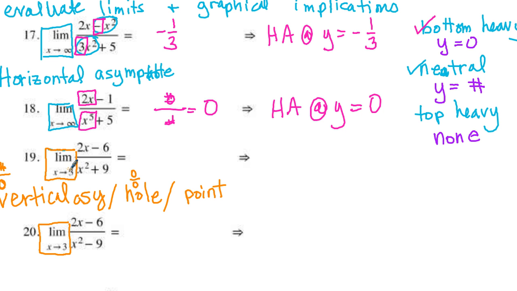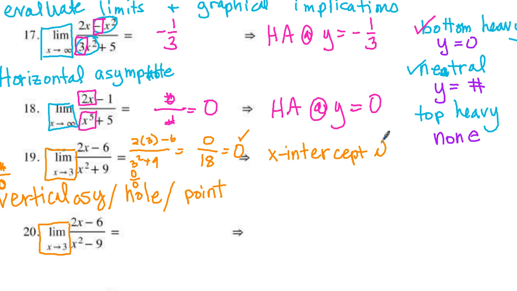So let's plug in the number 3. We get 2 times 3 minus 6 over 3 squared plus 9, which is 6 minus 6, 0. 0 over 18, which is 0. Okay, perfectly fine to have 0 as an answer. This means that we have an x-intercept. That's what happens at 3 for this graph. An x-intercept at the point 3, 0.